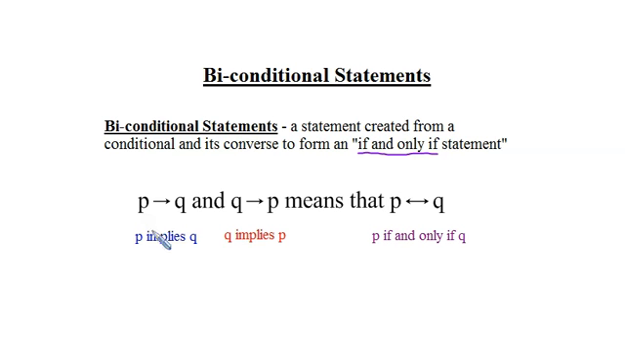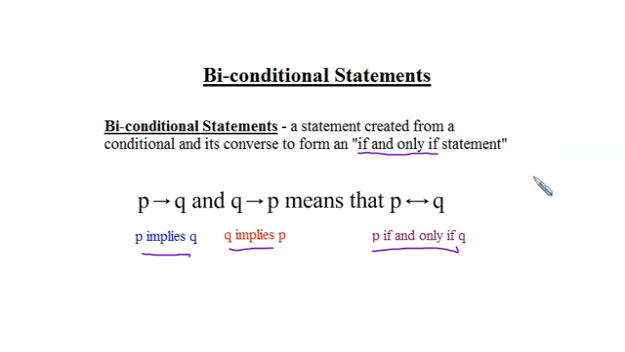So our notation, we're going to pick up the notation from conditional statements, which is P implies Q. If you're unfamiliar with that notation, be sure to watch our other video on conditional statements. So P implies Q, and then Q also implies P. So we take these two statements and we create the statement P if and only if Q, which means both P implies Q and Q implies P.